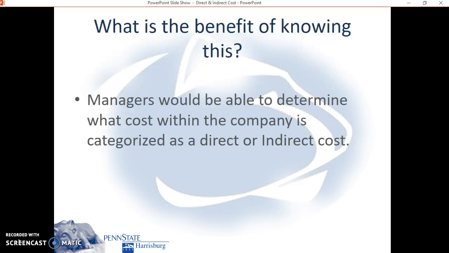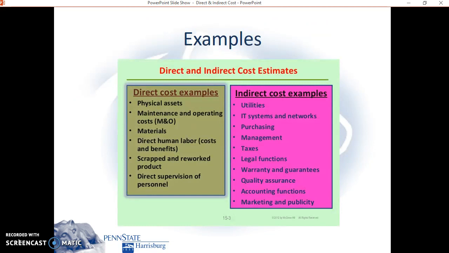What is the benefit of knowing this? Managers should be able to determine what calls within the company are categorized as direct or indirect calls. These are examples of what direct and indirect calls would be.